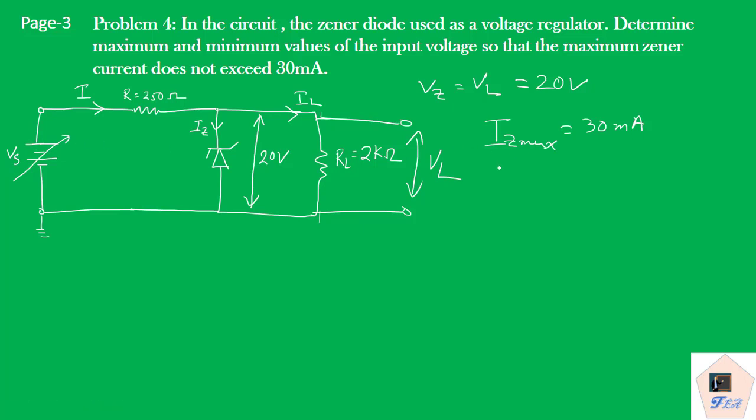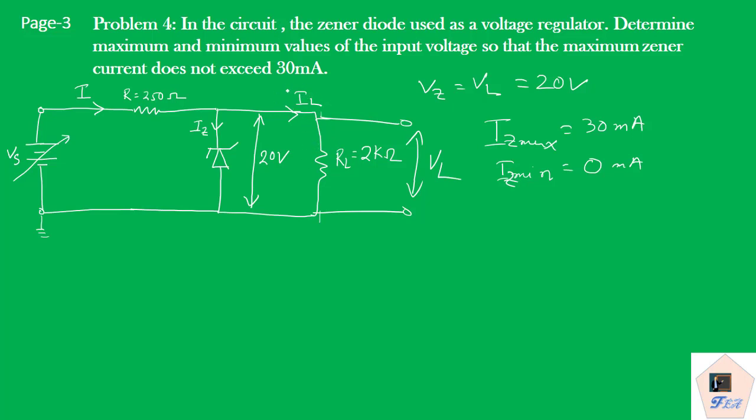Now here see, Iz minimum is not given. So if Iz minimum is not given, we shall consider this as 0 milliampere, because that could be the minimum value of the Zener current, Iz minimum. So with this concept, let us proceed to solve this.